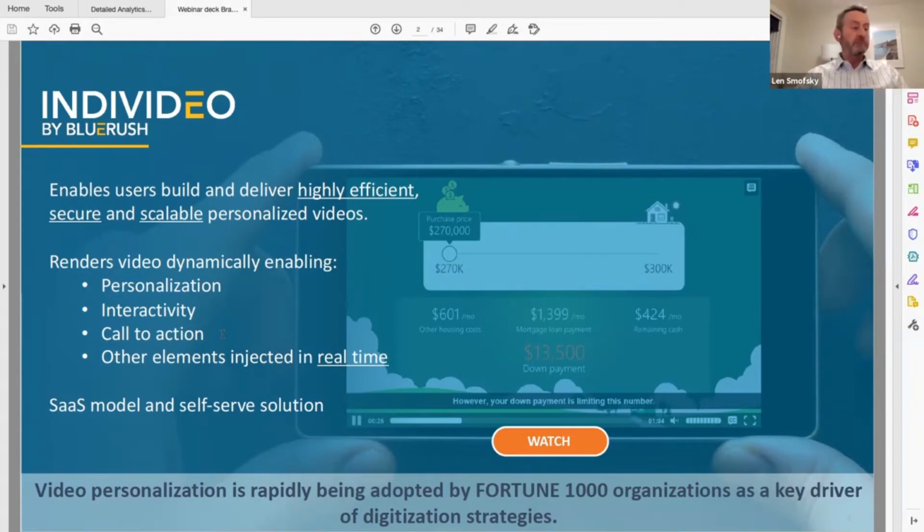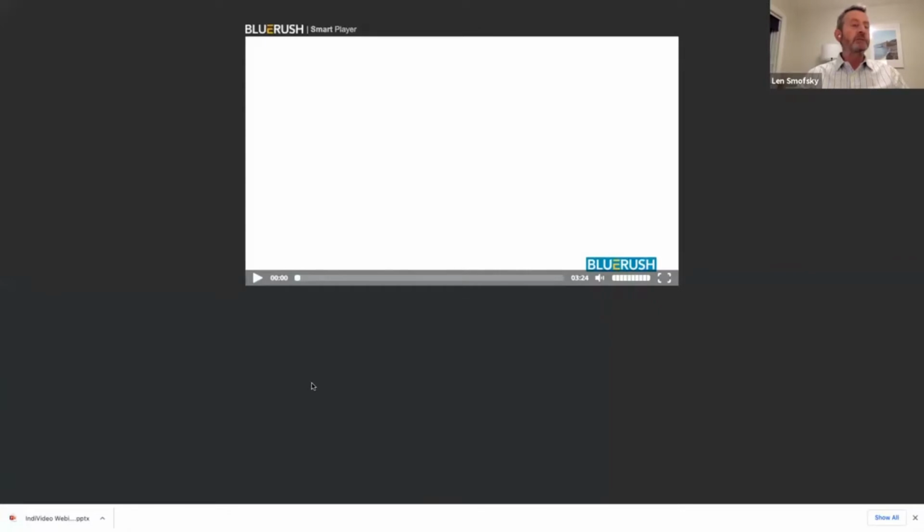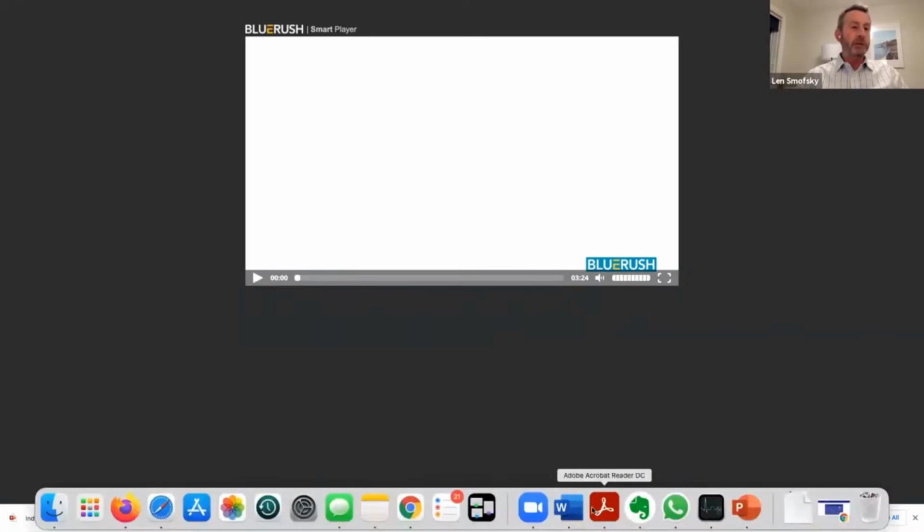And all of this is a full SaaS model. In other words, this technology is able to be used by our partners and by companies who have video resources, and they're able to make these videos themselves. So without going too much further, I think what I'll do is show a personalized video, and hopefully my audio is working. I'm going to stop share for a second to make sure the audio comes across okay.